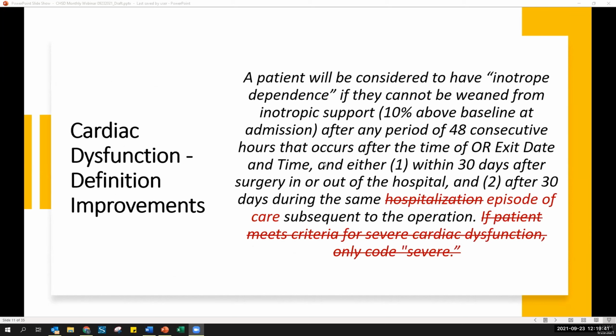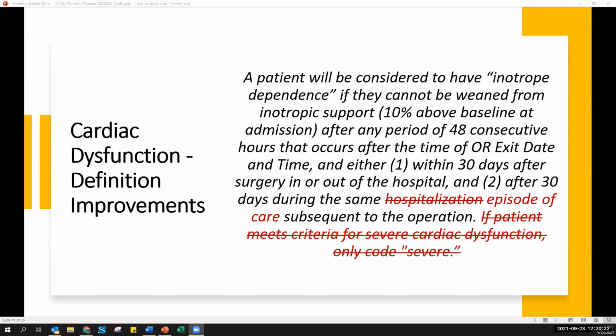So other improvements, again, we're going to remove the hospitalization to be consistent, and it would be episode of care. And then also we do know that the definition has two conflicting statements in it. It says further up in the definition to code both cardiac dysfunction and cardiac failure should both occur. And then at the end of the statement, it says if they meet criteria for severe cardiac dysfunction, then only code the severe cardiac dysfunction. So I think when we look at this, I can tell you how we got here. If we look at this from the perspective of this being a continuum, patients start out with cardiac dysfunction and then it worsens over time and they end up in cardiac failure or severe cardiac dysfunction.